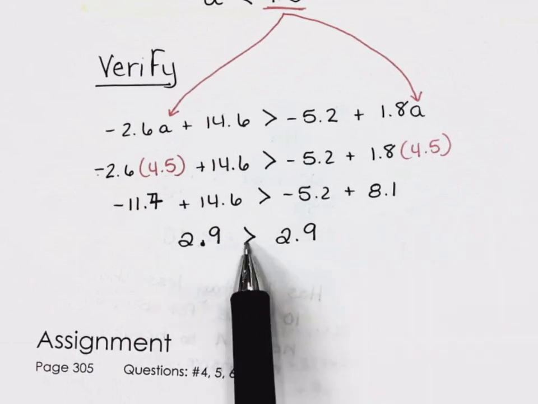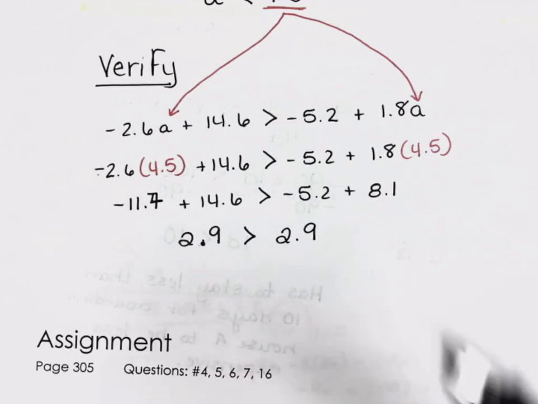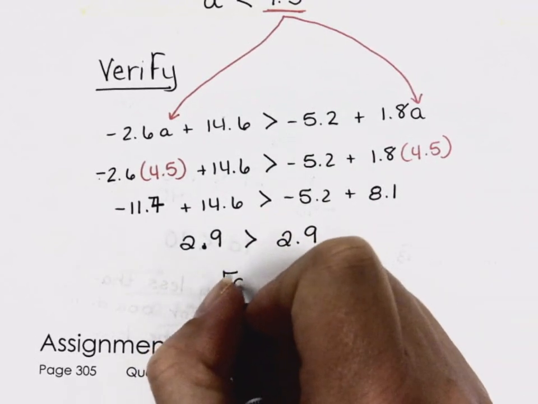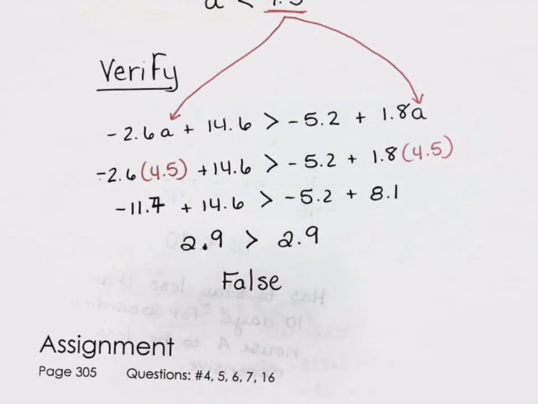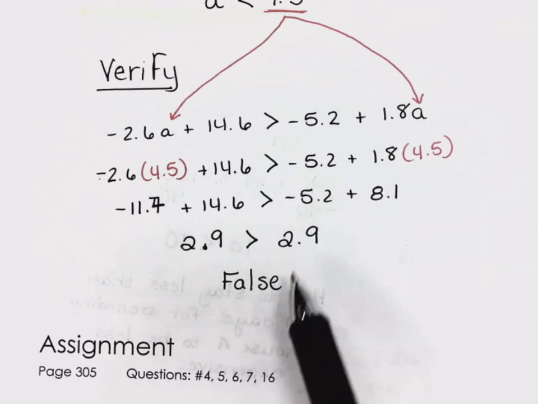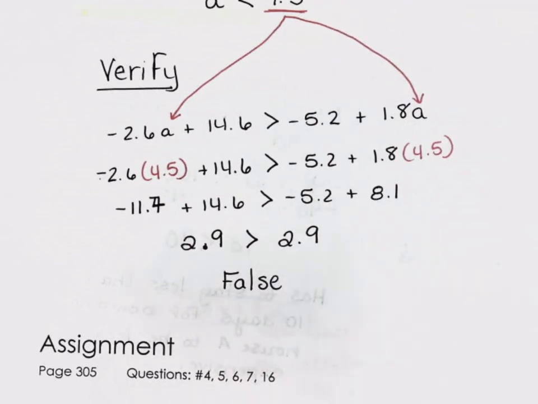So is this a true statement? No, because what would I need here to make this a true statement? I need an equal sign. So this is false. That's not a true statement. 2.9 is not greater than 2.9. I'm just checking my math again. Negative 2.6 times 4.5 is negative 11.7, plus 14.6 is 2.9. This one wouldn't work because it's false. I would need that equal sign to make it a true statement.